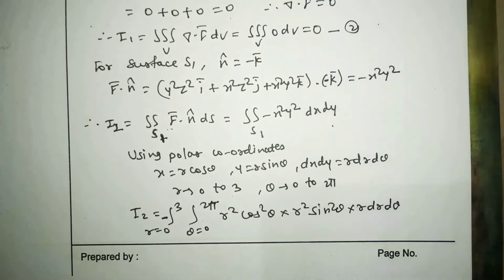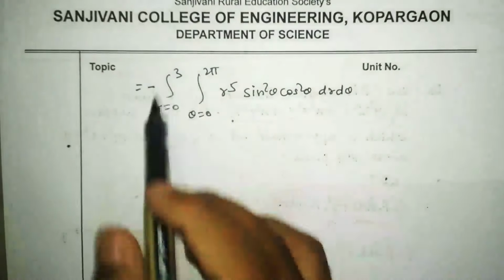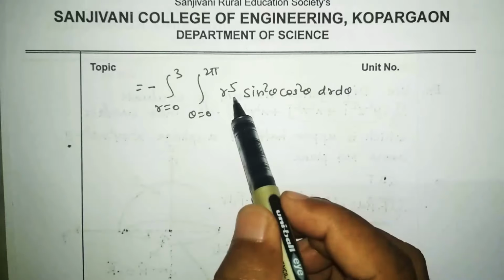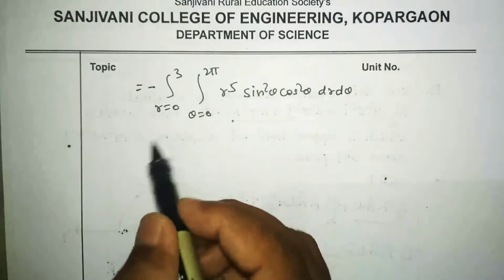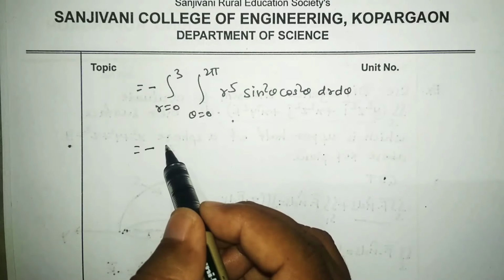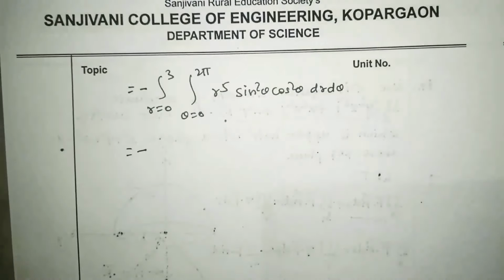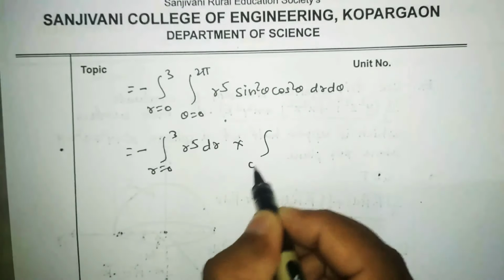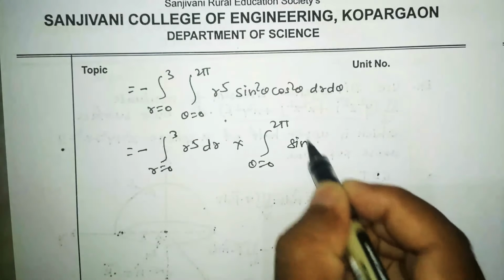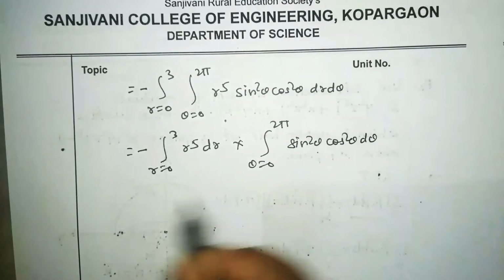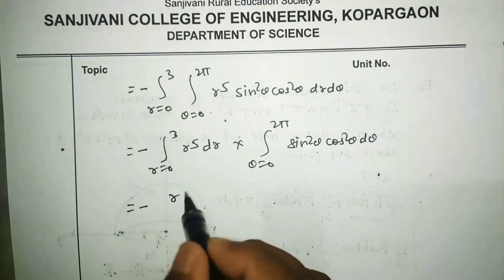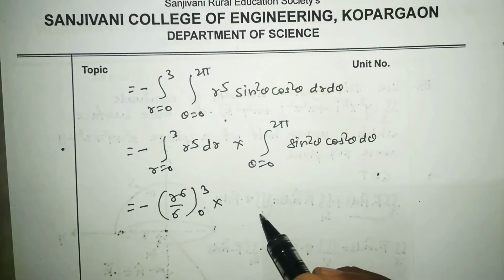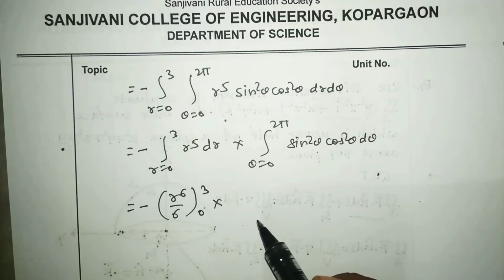After simplifying this, we will get this. Both the limits are constant, so we can take the terms of r separate and the terms of theta separate. So it is minus, I equals integral 0 to 3 of r raised to 5 dr, multiplied by integral theta 0 to 2 pi of sin square theta cos square theta d theta. This is equal to minus the integration of r raised to 5, which is r raised to 6 upon 6, with limits 0 to 3, and here we have to use the reduction formula or beta function formula.